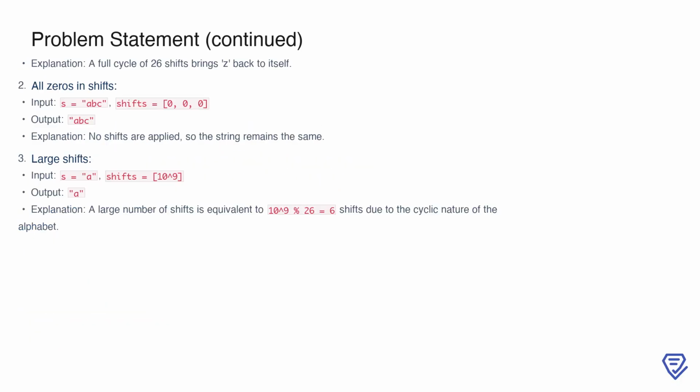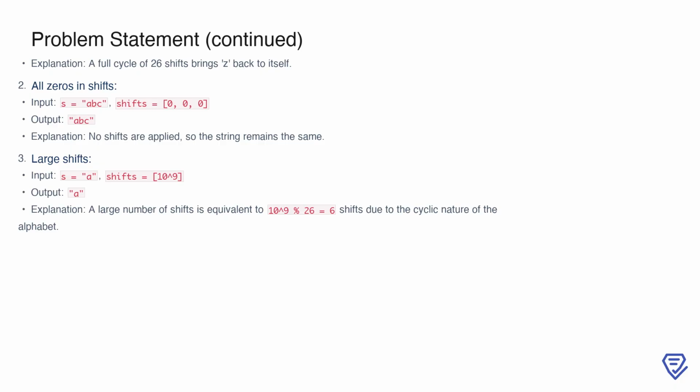Now, let's consider a few edge cases to ensure the solution works for all scenarios. First, if the string contains only one character, like S equals "Z" with shifts equals [26], the output remains Z because a full cycle of 26 shifts brings Z back to itself. Next, if all the values in the shifts array are 0, such as S equals "ABC" and shifts equals [0, 0, 0], the output is the same as the input string, "ABC", since no shifts are applied.